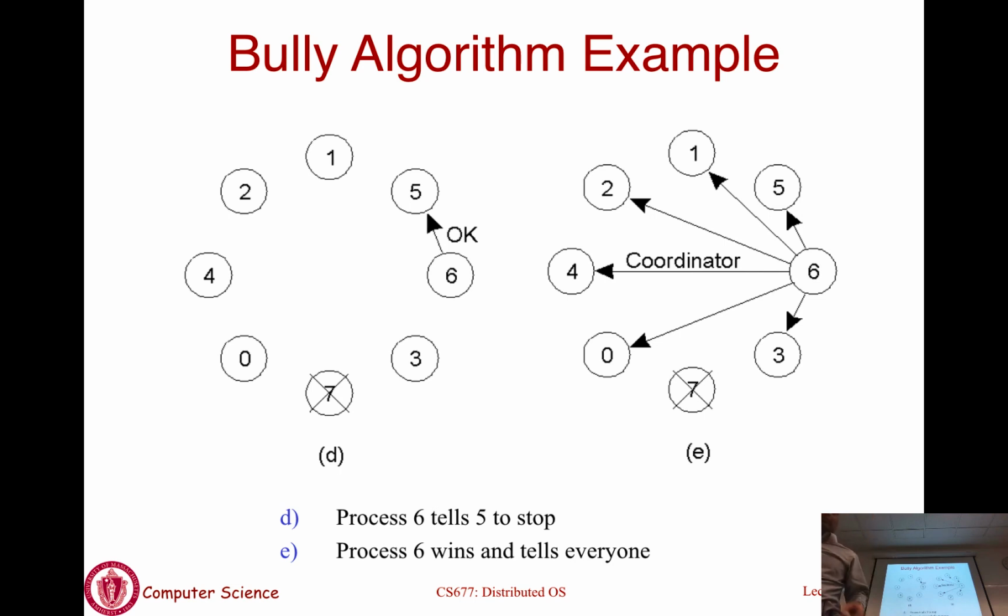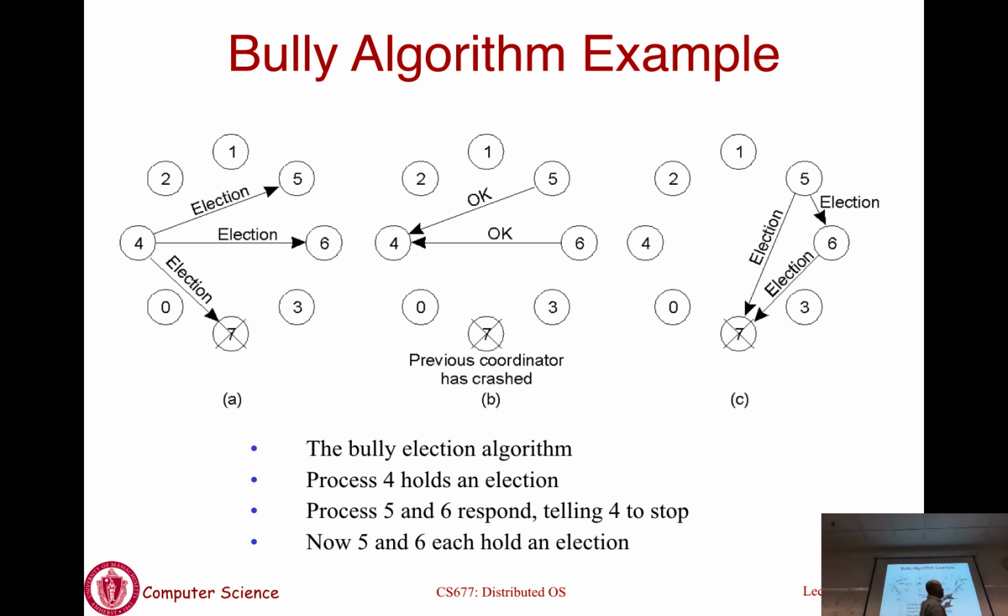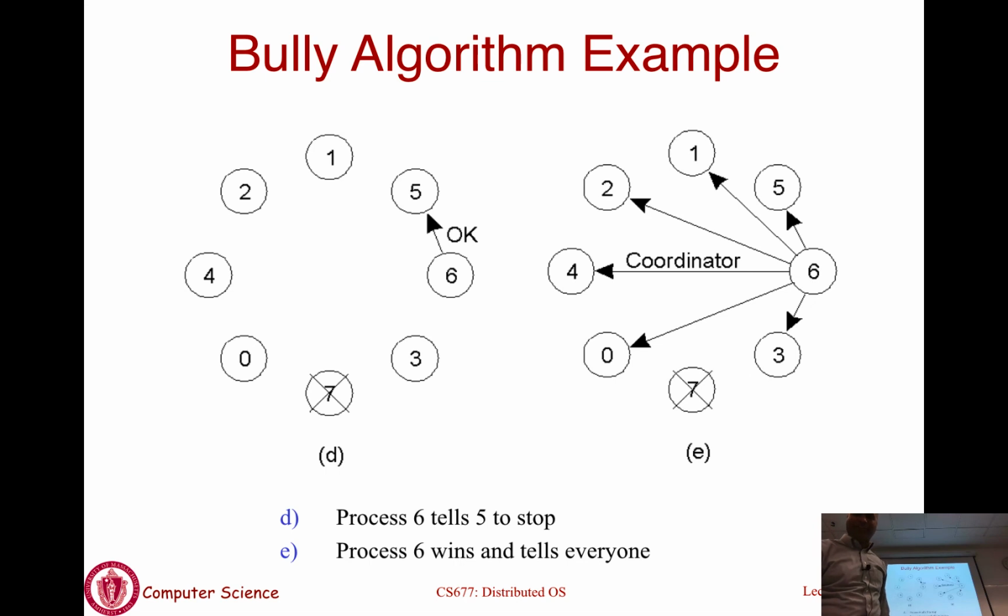Question: 6 never gets an OK back, and that's how it knows it won. Yes, exactly. In this case, you will see that as part of 6's election, it queried 7, and 7 has not responded to anyone. So 6 will say I am the highest ID process, and it declares itself elected. That's not how things should work, but that's how it works here.